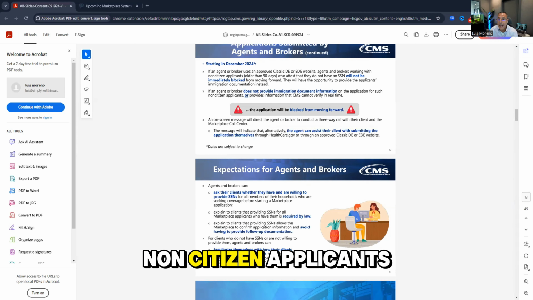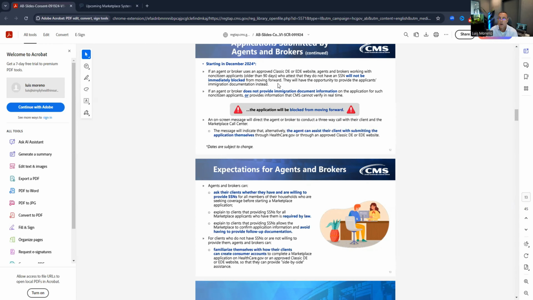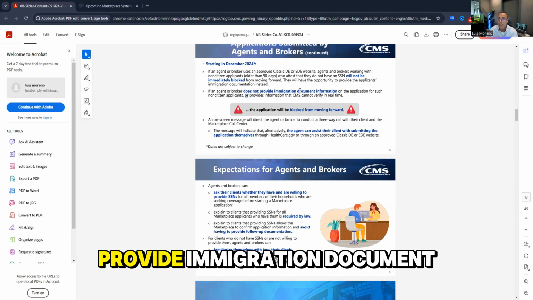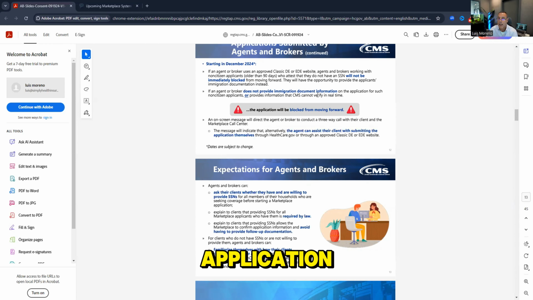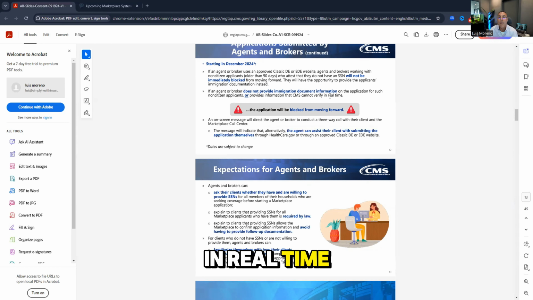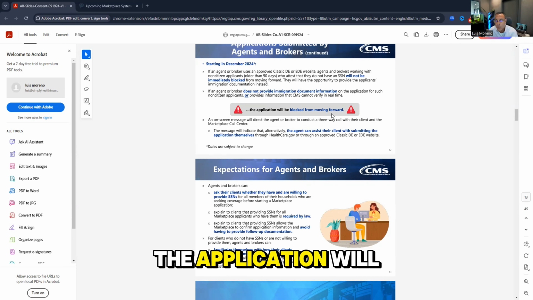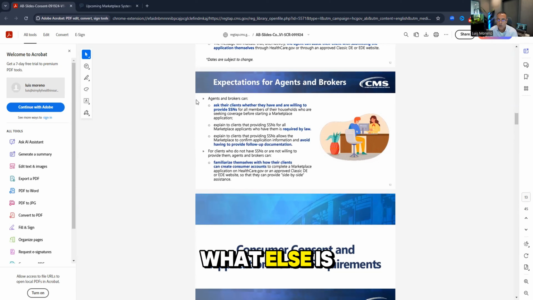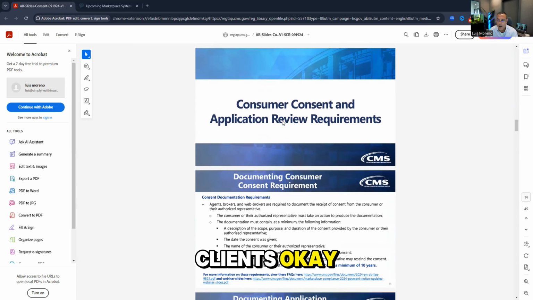Starting in December, if an agent or broker uses healthcare.gov or an EDE site, working with non-citizen applicants who attest they do not have a social will be immediately blocked from moving forward. They will have the opportunity to provide the applicant's immigration documents instead. If an agent or broker does not provide immigration document information on the application for a non-citizen, or provides something that it cannot verify in real time, that's why you need a picture of that immigration document, because it's got data on there. Okay, the application will be blocked. And again, you can call. All right, let's see here. What else is important? Agents can assist their clients. Okay. All right.